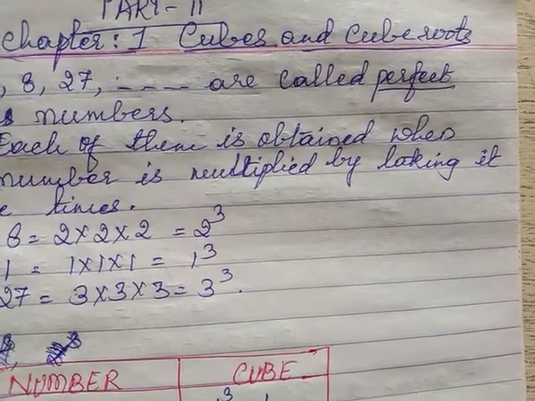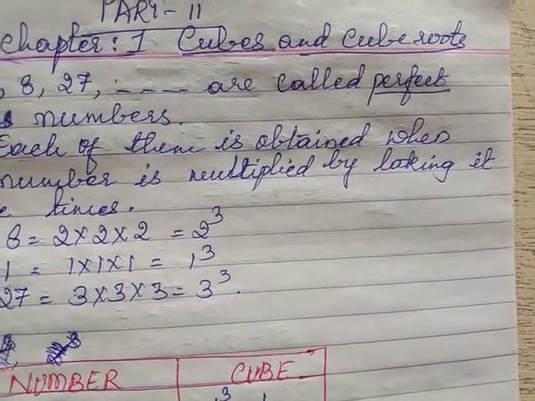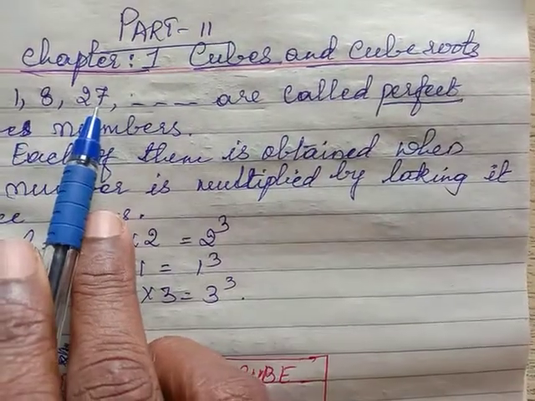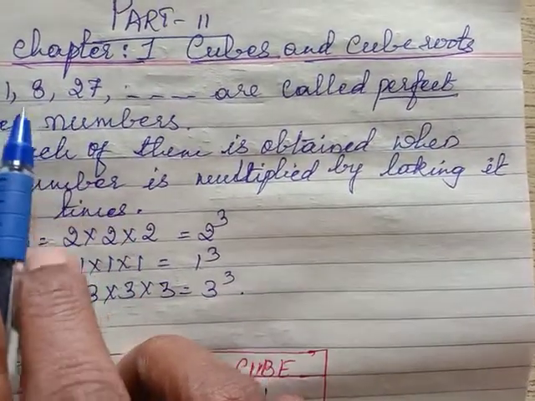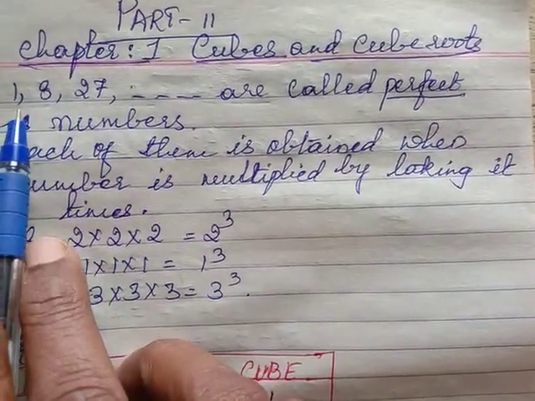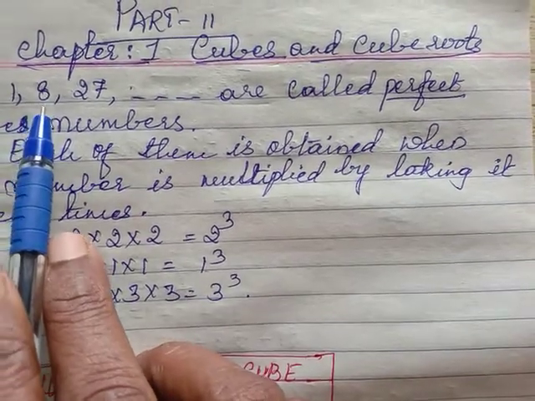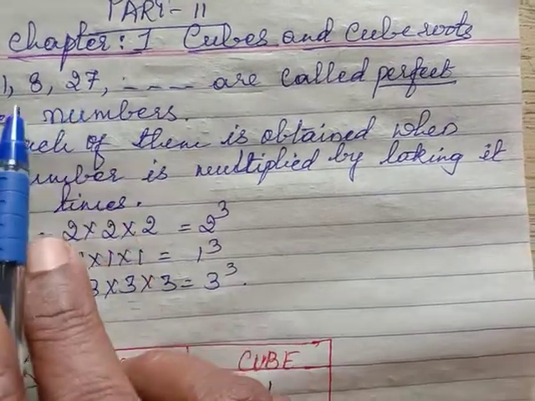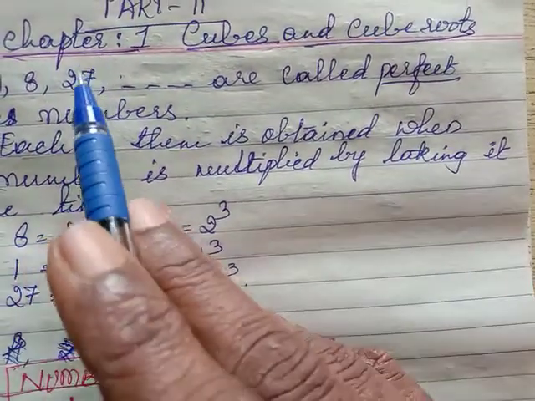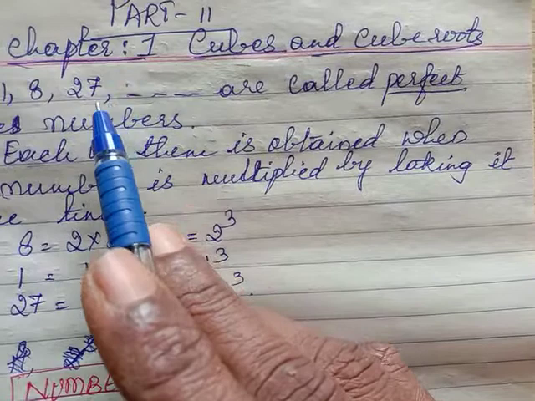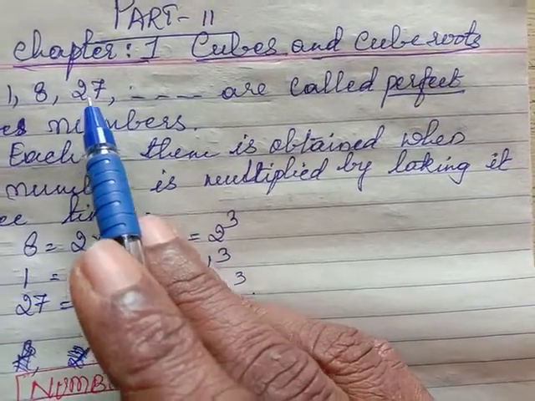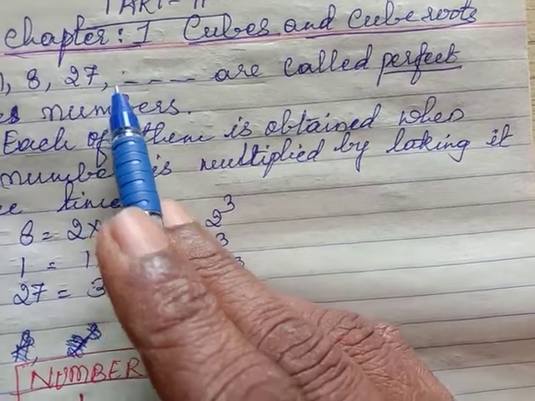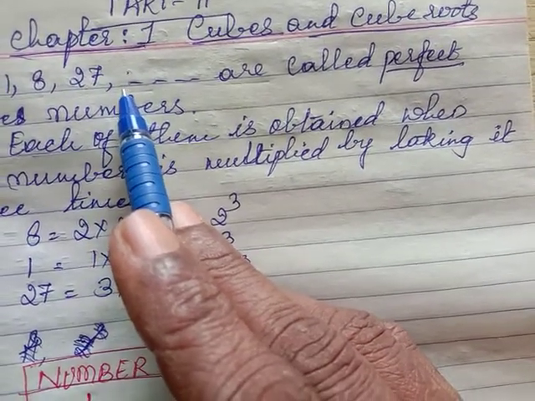Now let us see what are cubic numbers or perfect cube numbers. 1, 8, 27 are perfect cube numbers. How did we get them? 1 into 1 into 1 is 1. 2 into 2 into 2 is 8. 3 into 3 into 3 is 27. Many numbers are there. Next, 4 into 4 into 4 is 64. 4 fours are 16, and 16 fours are 64. So 64 is also a cubic number.